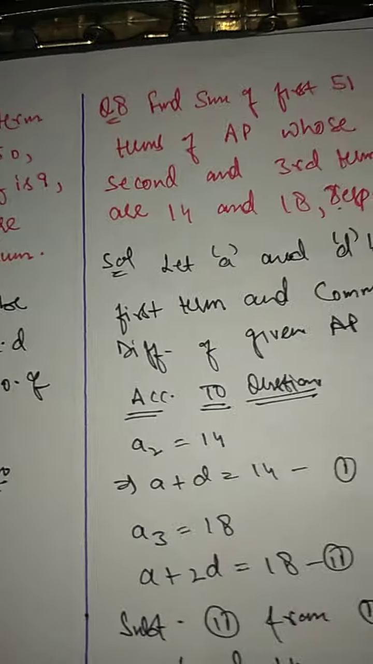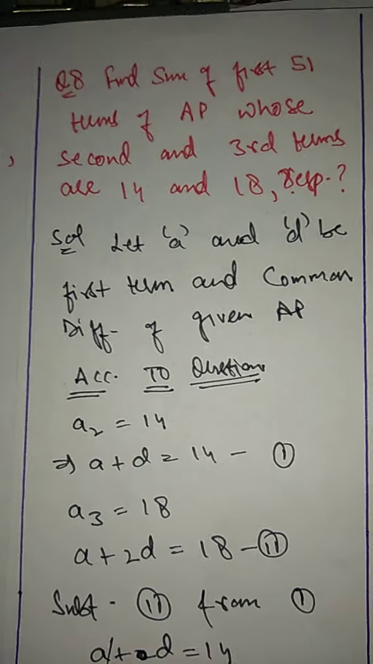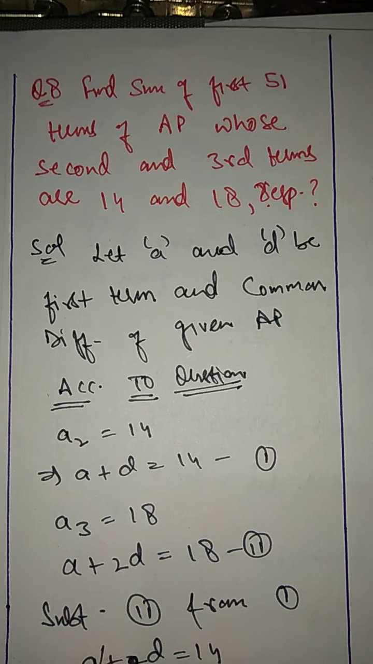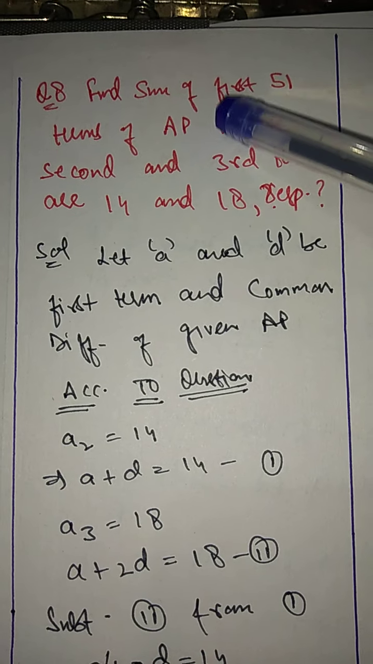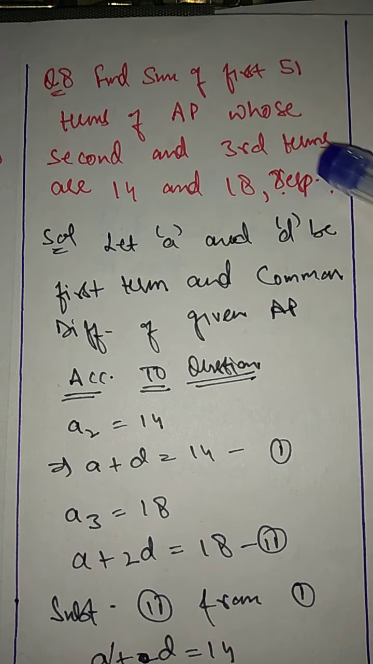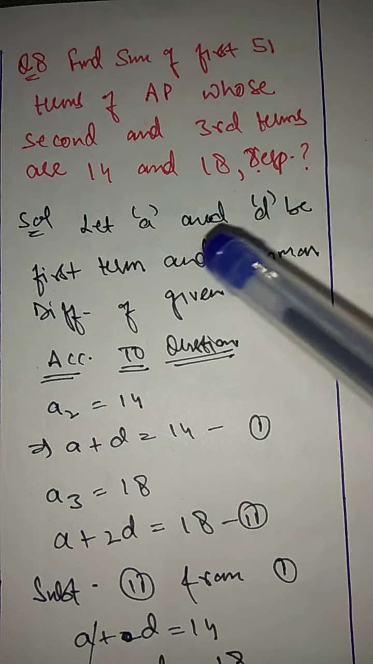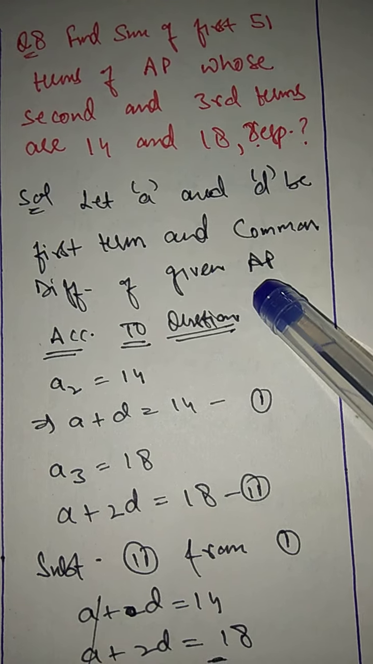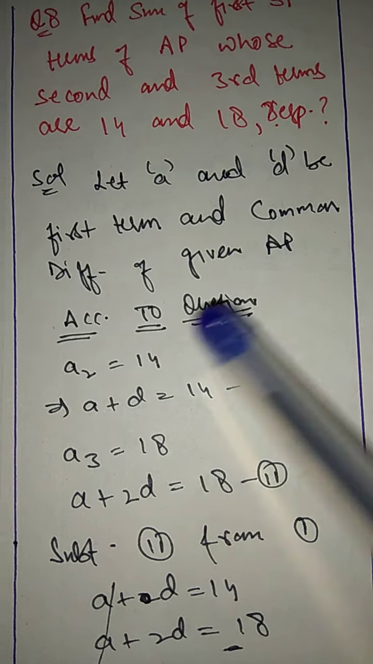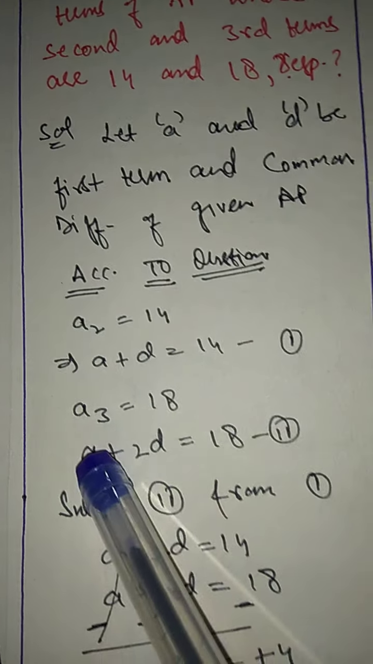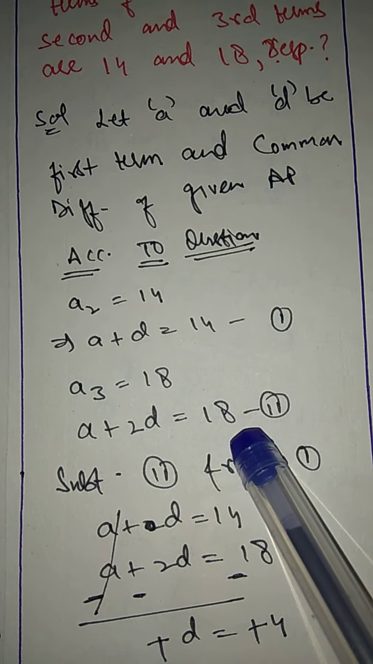Now after that, let's move to question number 8, because question number 7 is on the same pattern, so it is homework for you. Question number 8: find the sum of first 51 terms of an AP whose second and third terms are 14 and 18. Let A and D be the first term and the common difference of the AP. Now according to the question, the second term is 14, that is A plus D is equal to 14. The third term is 18, that is A plus 2D is equal to 18.